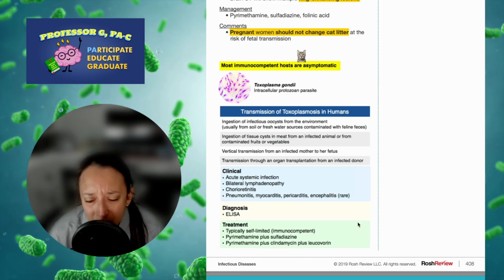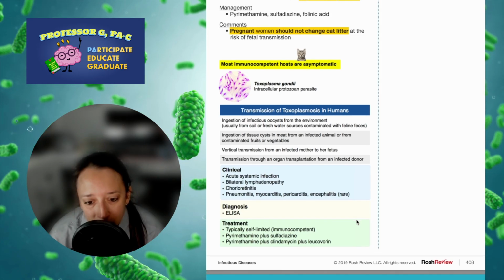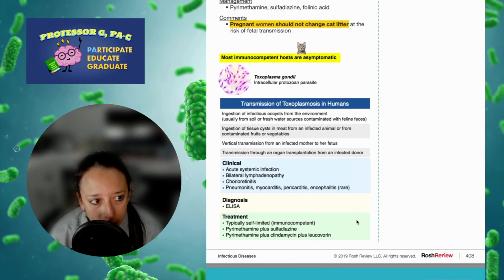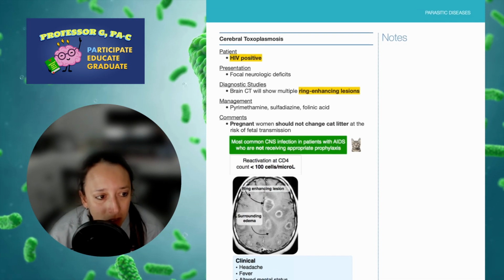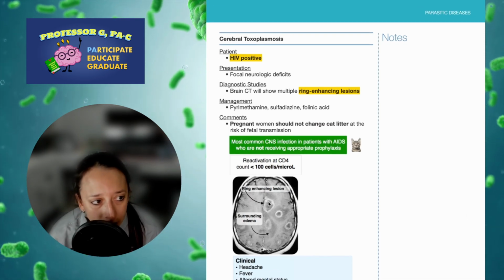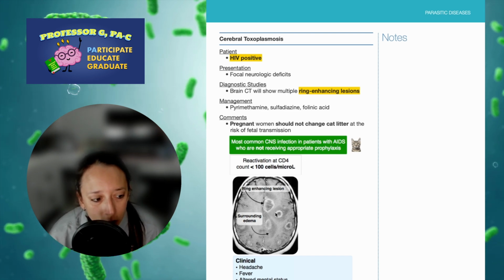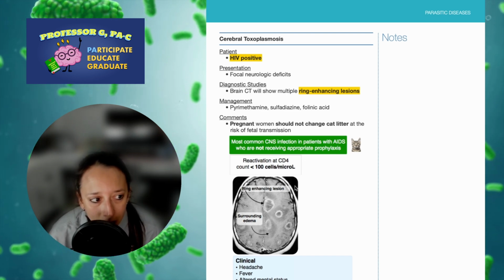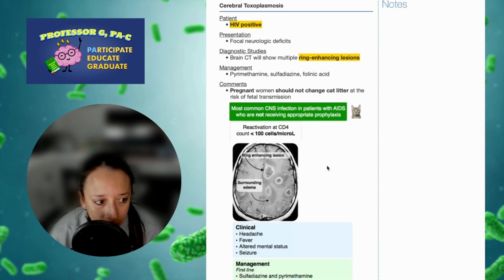And then an important tip is that pregnant women should never change the cat litter because of the risk of congenital toxoplasmosis. Now, cerebral toxoplasmosis shows those typical ring-enhancing lesions. We often see these in the HIV-positive patients. We'll do the brain CT, it'll show those classic ring-enhancing lesions, and we'll manage them with those same medications. Again, pregnant women should not change the cat litter.